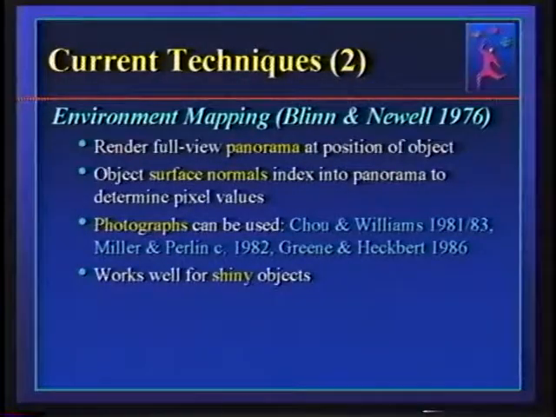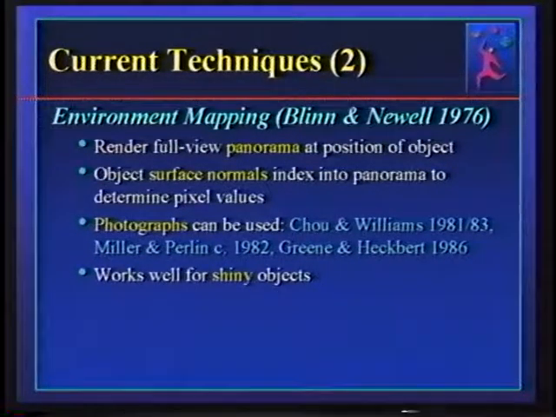There's a very significant technique called environment mapping, which was shown in Blinn and Newell 1976, where if you are able to render a full view panorama at the position of where your new object should go, you can then use the surface normals of the object to index into this full view panorama to grab pixel values. You can also do this with photographs, and there were a number of pieces of work in the 80s that showed how this could be done.